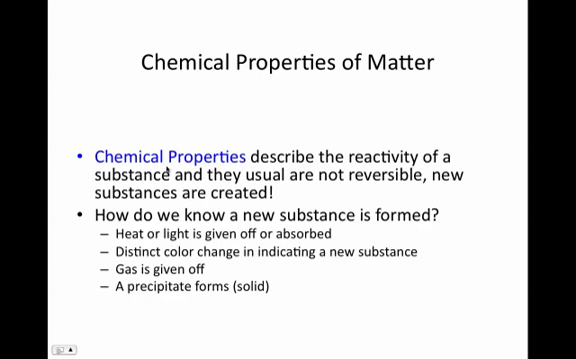Physical properties. Whereas chemical describes how reactive the substance is, and a chemical property is not reversible. Once we observe what has happened to it, it's hard to get the substance back. We've basically altered the substance so much that you've made something new. So what are some examples that we've seen? A chemical property: heat or light is given off or absorbed, a distinct color change, a gas is given off, or a new solid forms, which is called a precipitate.